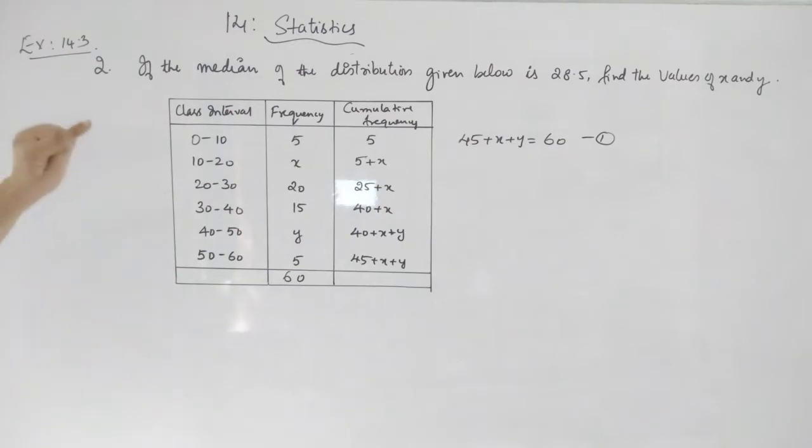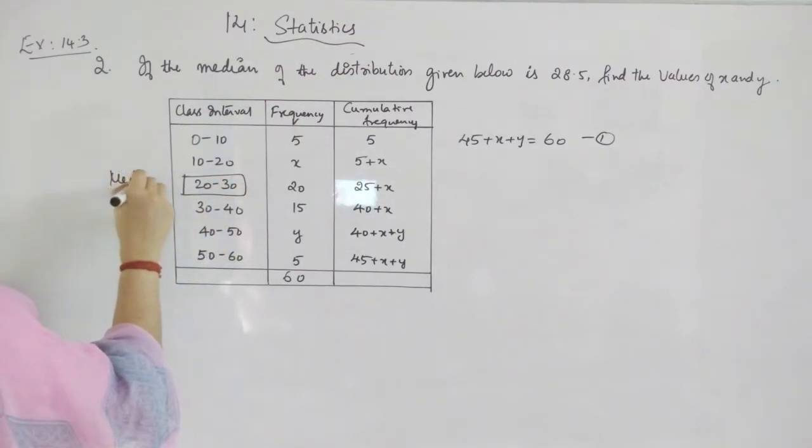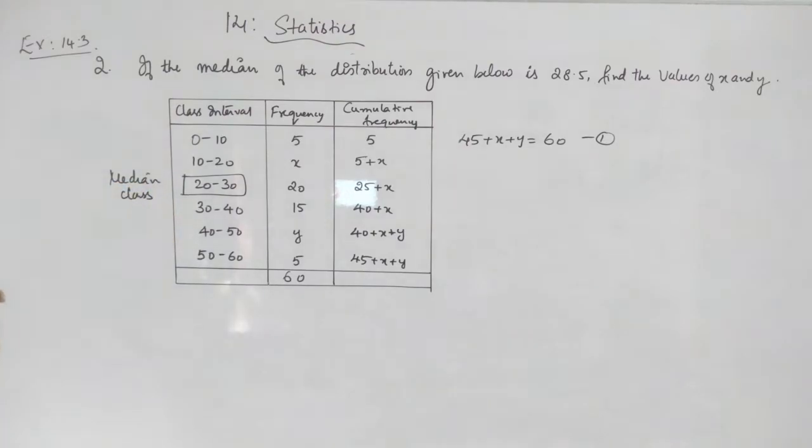So if it is 28.5, it should lie in this interval, right? The value 28.5 lies in the interval 20 to 30. That means we can say that the median class will be this one. 20 to 30 will be acting as the median class. So from that median class, what all things can you get?